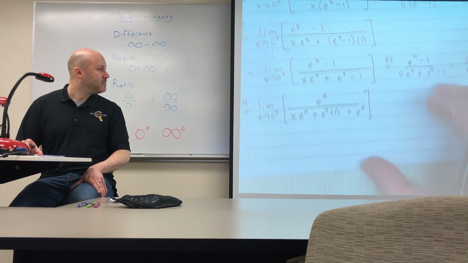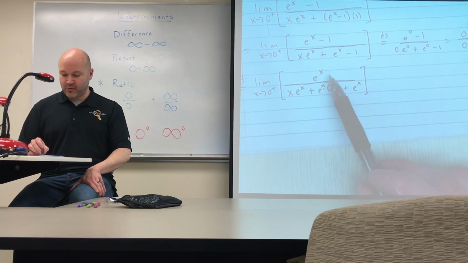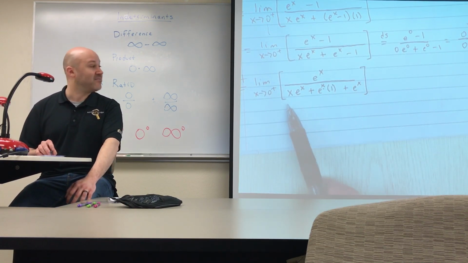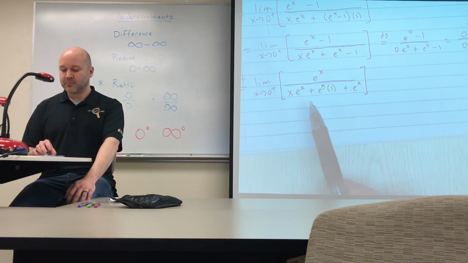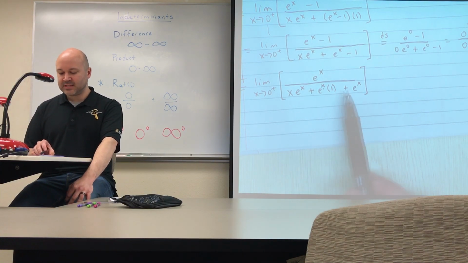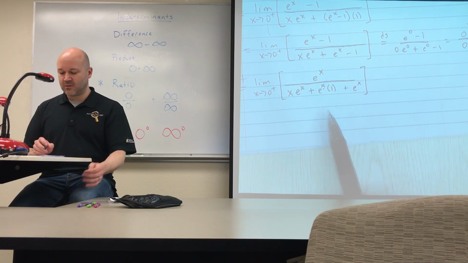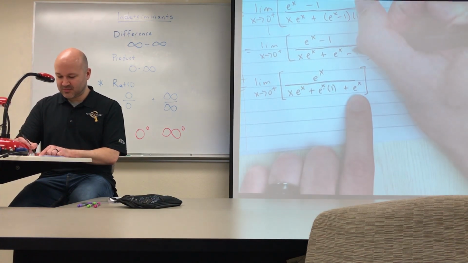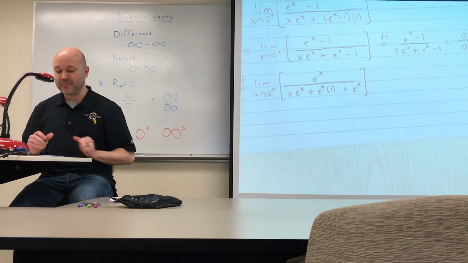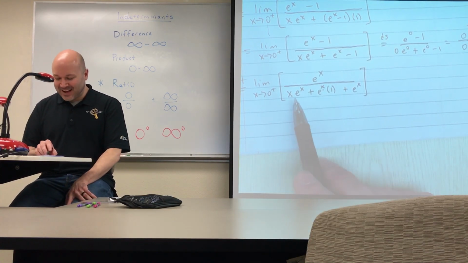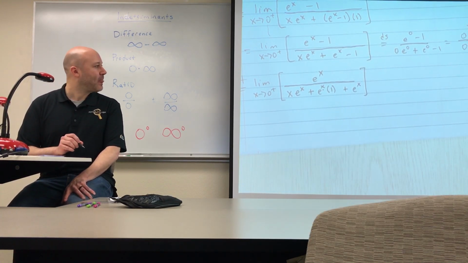So I've got e to the x in the numerator. In the denominator, I have x e to the x plus e to the x plus e to the x. That's just 2, oh wait, is that right? That should be gone. Let's see. Oh no, that's right, yeah. So then I've got just 2 e to the x.